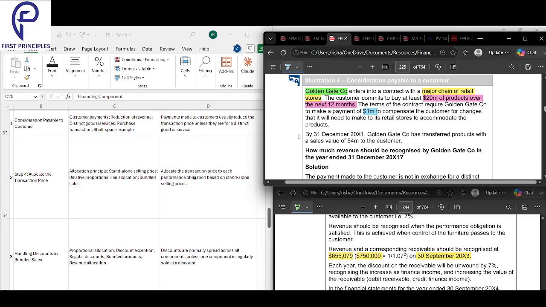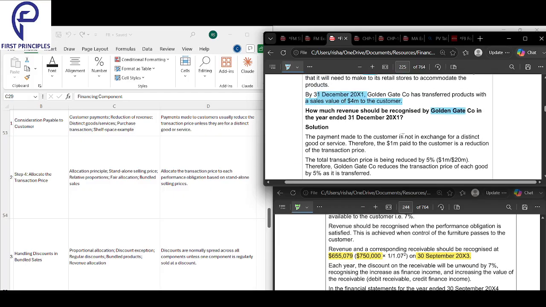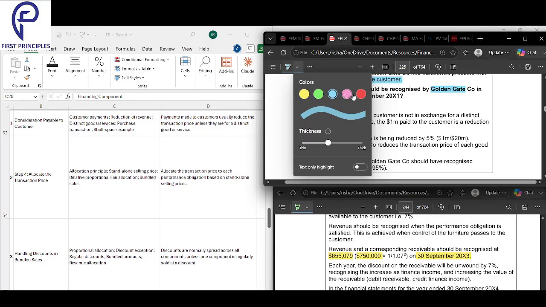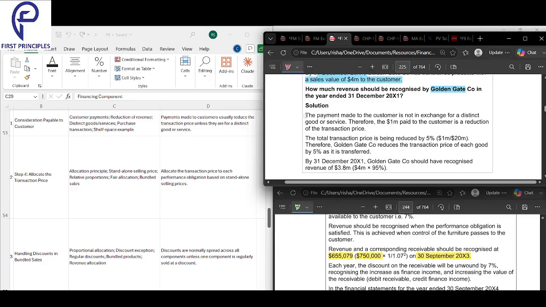Okay. So by 31st December, Golden Gate Co. has transferred product with a sales value of 4 million. By the end of the year, he has already transferred goods worth 4 million. So how much revenue should be recognized by Golden Gate? If you look here, the 1 million paid by Golden Gate is not in exchange for distinct goods. We have not purchased anything from the customer, the retail chain. There's no distinct good here. So the 1 million paid is a reduction in transaction price.